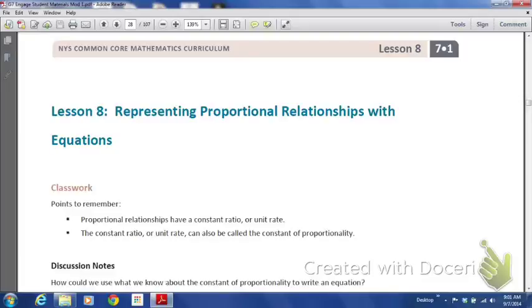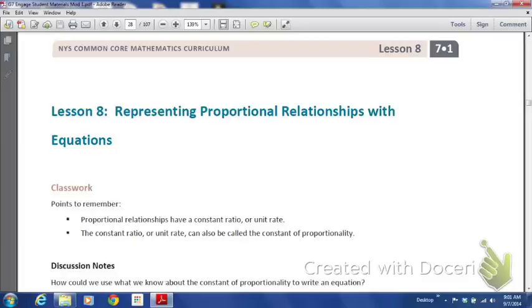Welcome to Lesson 8, representing proportional relationships with equations. We are continuing in our study of topic B, unit rate and constant of proportionality.